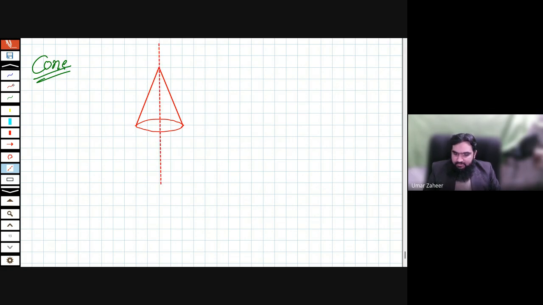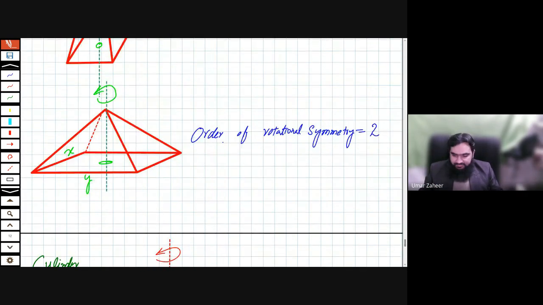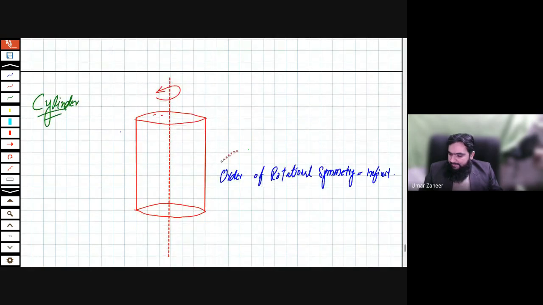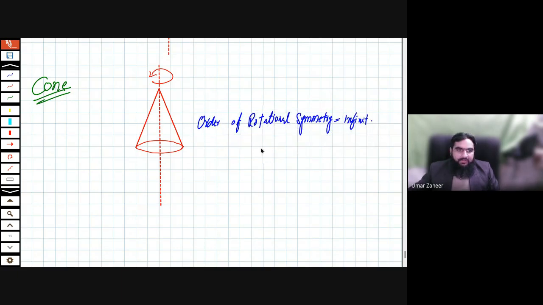So rotate it up to 360 degrees. Obviously, at each time you are going to get the same shape. So the order of rotational symmetry for this one is going to be infinite as well. Yes, everyone, it is clear.